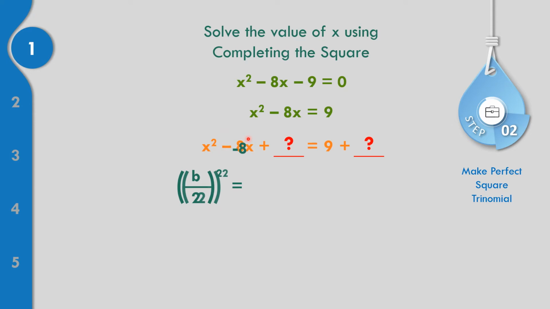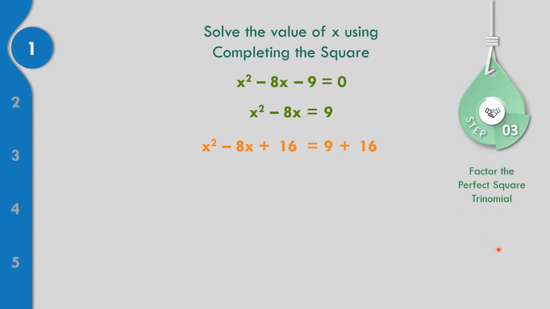The value of b is equal to negative 8 divided by 2, that is equal to negative 4. Negative 4 times negative 4 is equal to 16. So we need to add 16 to both sides. Step 3, factor the perfect square trinomial.